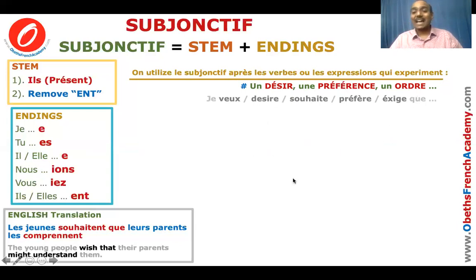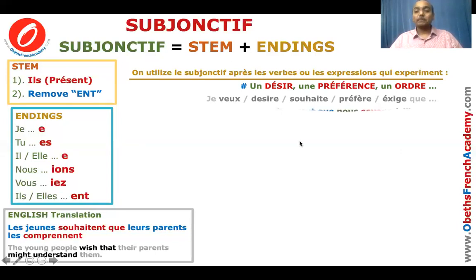So whenever a sentence starts with any of these expressions, and after this expression you find a verb, that verb should be in which tense? Subjunctive tense. I repeat, whenever a sentence starts with an expression that talks about desire or preference or an order, and if you find a verb after these expressions, that verb should be in subjunctive.